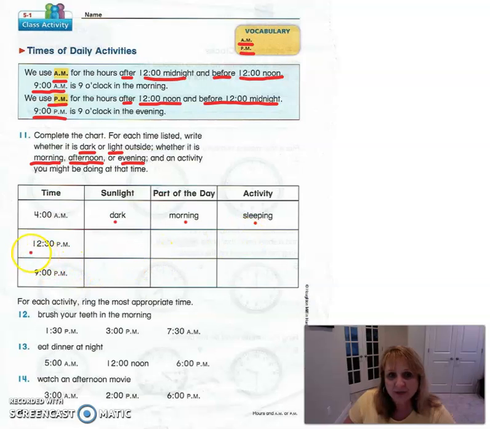Okay, here's a tricky one. 12:30 p.m. All right, so let's go up here to our chart. It says p.m. means the hours after 12 o'clock noon and before 12 o'clock midnight. So 12:30 p.m., that would be right after lunchtime, right after noon, right? So what's it going to look like outside? Is it going to be light or dark? Yes, it is going to be light.